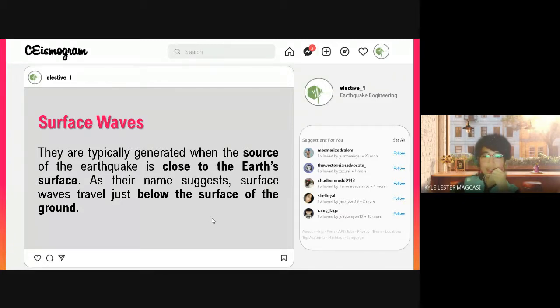According to the seismicrelents.org.nz, ang surface wave daw po ay kadalasan nagdegenerate tuwing ang pinanggagalingan ng earthquake ay malapit sa surface ng earth. Kaya nga po ito tinatawag na surface wave.